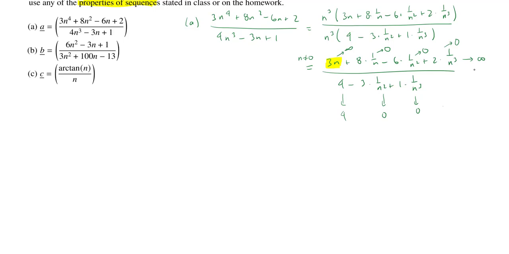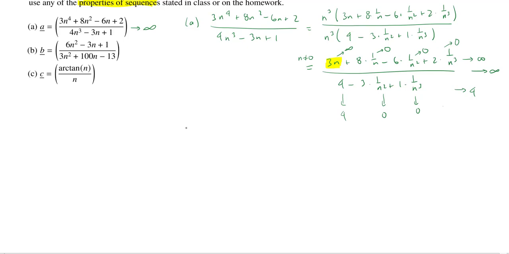And of course, the denominator is going off to 4 plus 0 plus 0, which is 4. So in total, the numerator goes to infinity, the denominator goes to this constant 4, and so the ratio must be going to infinity. All right, therefore, the sequence A must be diverging. Okay, it's diverging to infinity.